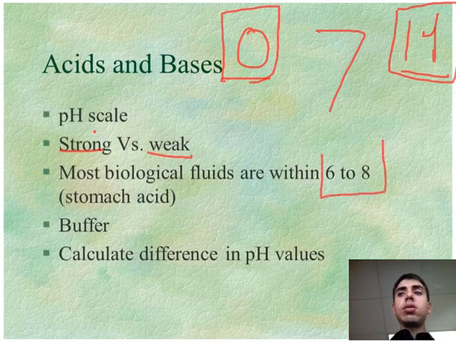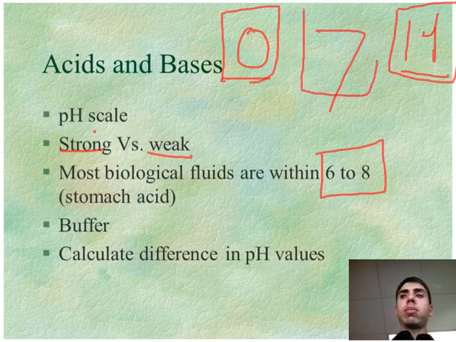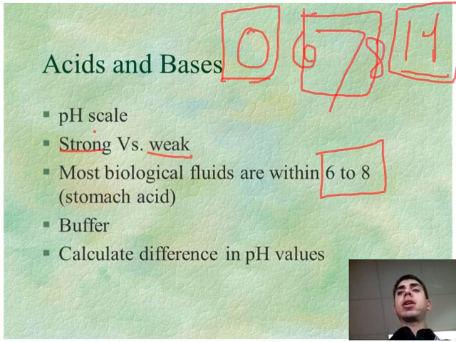That being said, most biological fluids are between 6 and 8. So it's going to be right near the neutral range. So we're going to talk about this area right around here. So most biological fluids are going to be between the pH of 6 and 8. Well, what happens if you get sick and your kidneys aren't working very well, your endocrine system isn't working, and your pH starts dropping lower and lower?